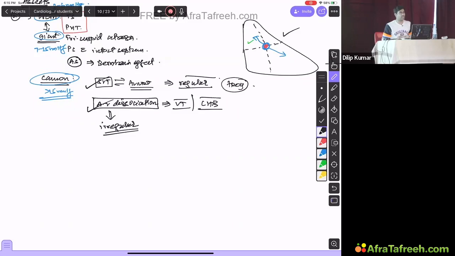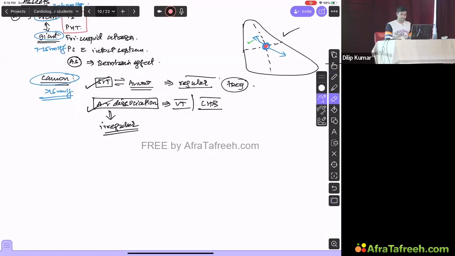So what is the frog sign? Like a frog during winter and the rainy season, they puff their vocal cords like this. We have seen frogs, right? They do that with the vocal cord to attract the females. Do you remember? Something like that happens, no? In these patients, the JVP is expanding in the neck.